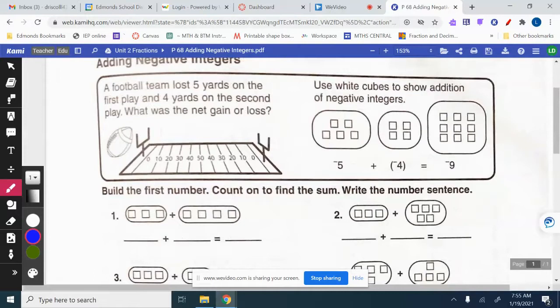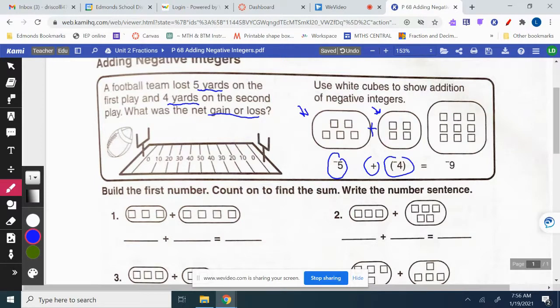A football team lost 5 yards, so that would be a -5 right here on the first play. And they lost another 4 yards on the second play. What was the net gain or loss? So they lost 5, and they lost another 4. So I can see that I have 9. When I put a plus symbol right there, I get 9 negative blocks.